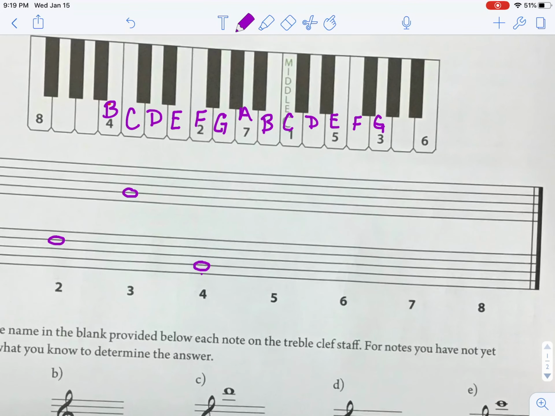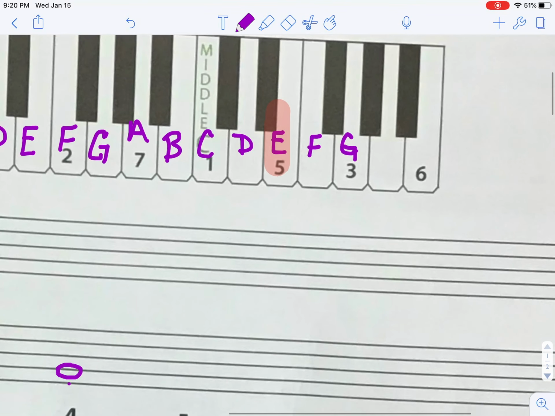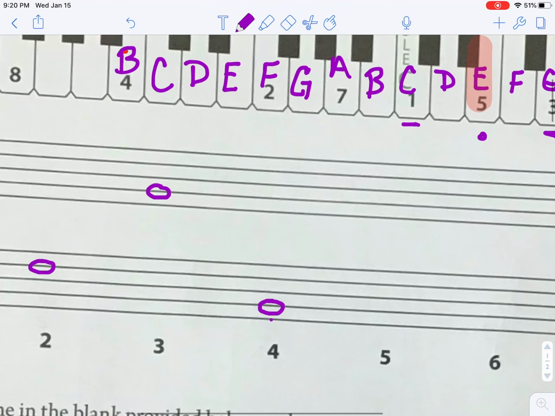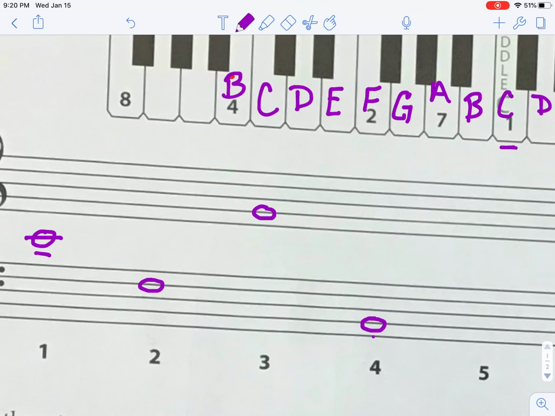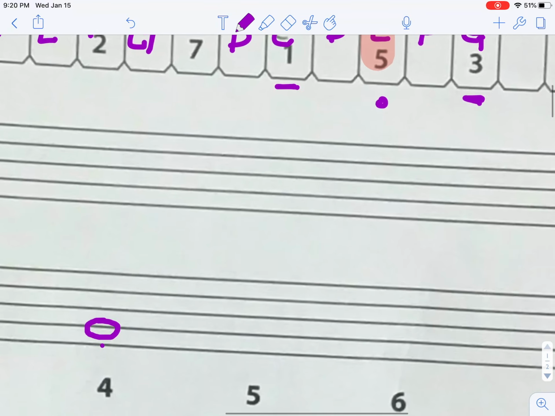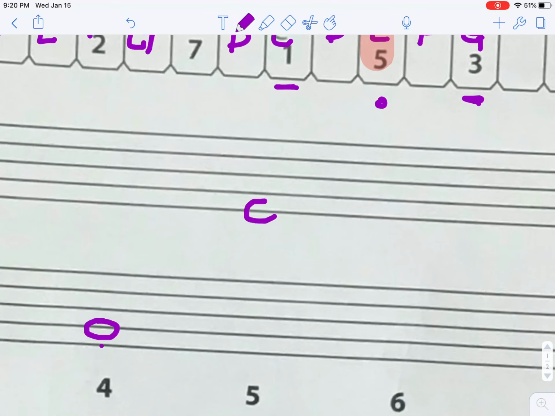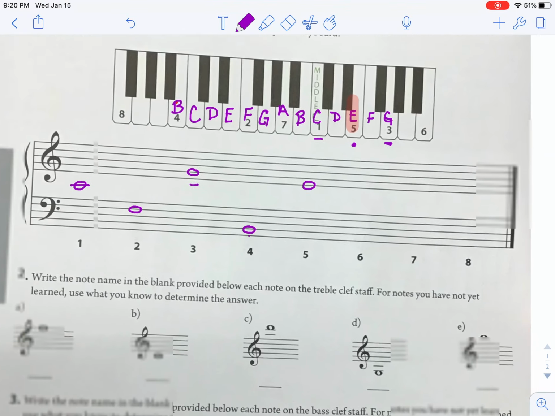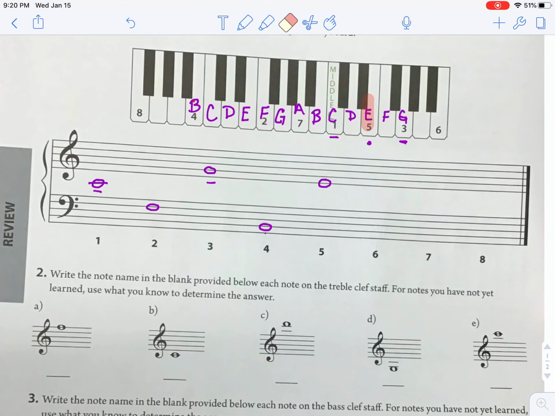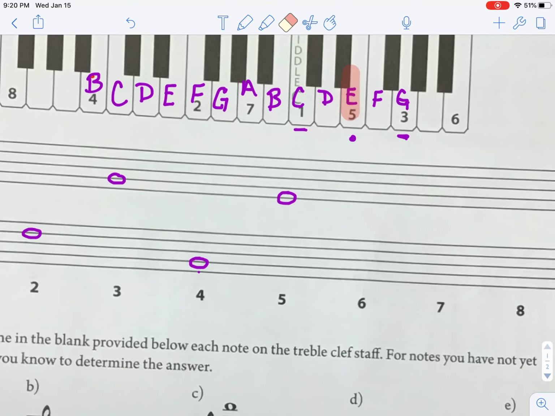Now we're going to jump back up to treble clef. We've already labeled number 5. Woohoo! That's an E. And if you notice, this guy sits in between middle C and G, so he's going to be pretty darn close. So if middle C is here, G is here, we're looking at Every, first line.